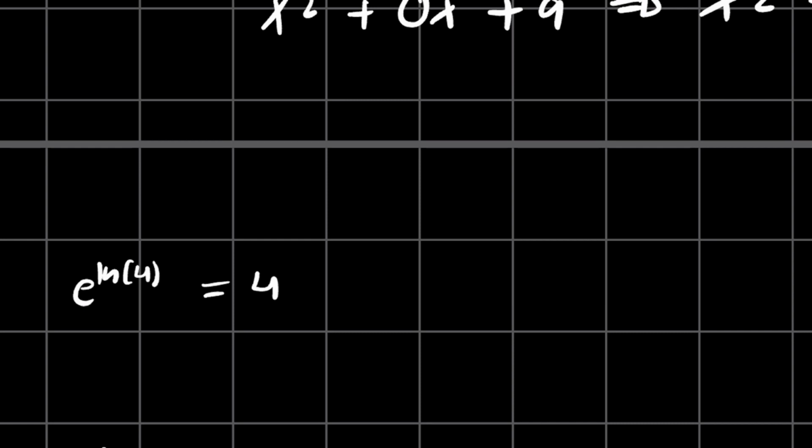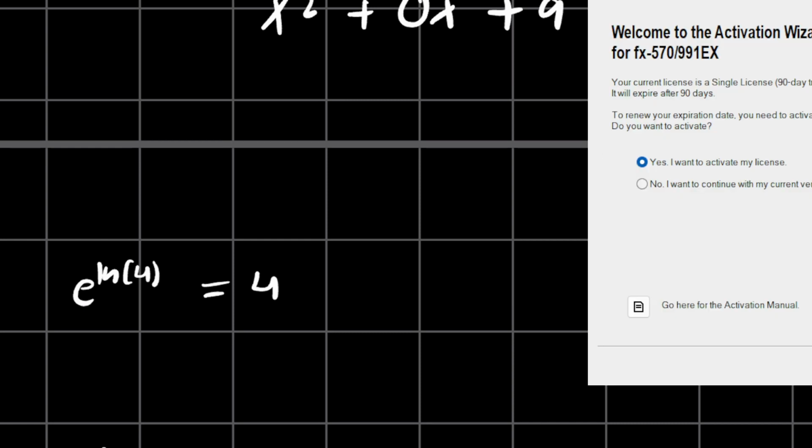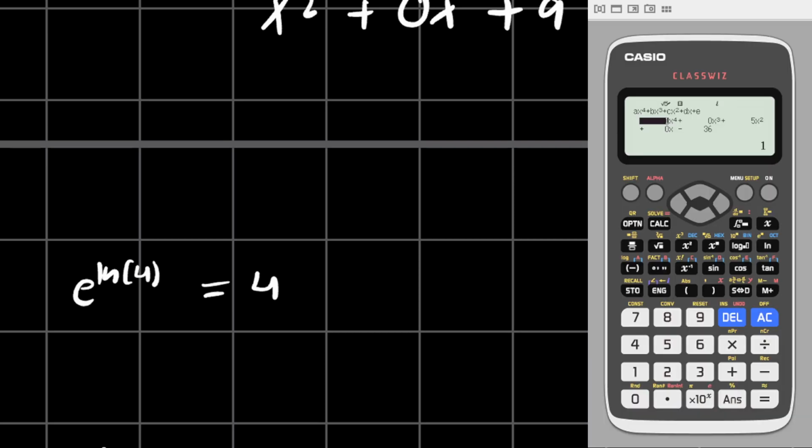So let me just open my calculator real quick. Sorry about that. If we have this, let me just turn it off and on again so we can be in the menu. Menu 1. If we write e to the power of ln of 4, this is going to be 4, as you guys can see. So it's as easy as that. It's a property that you need to learn.